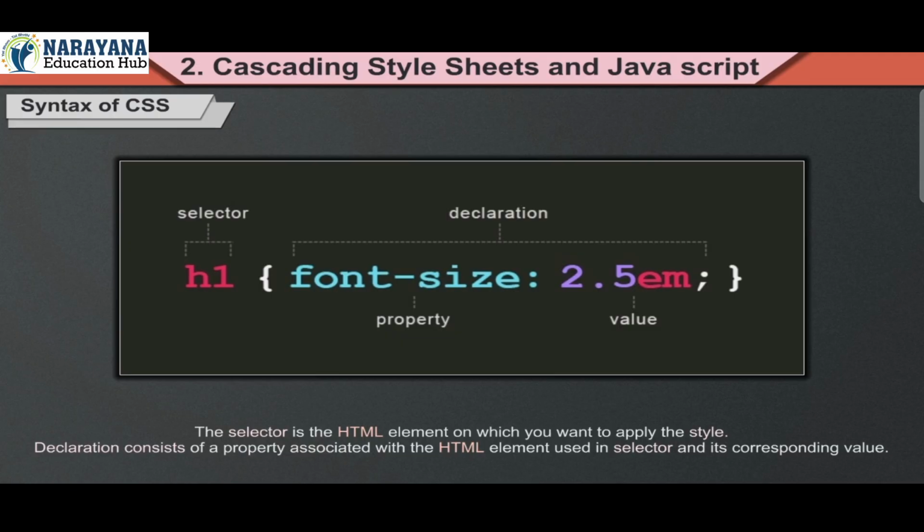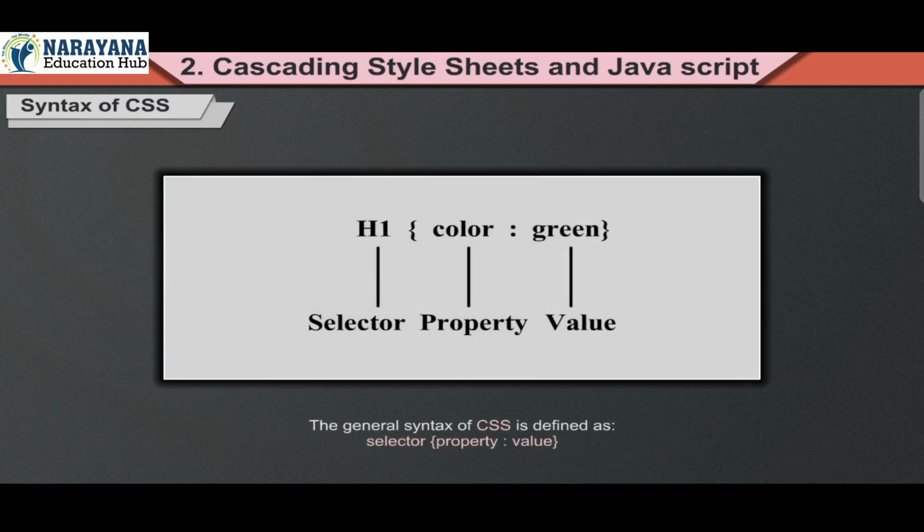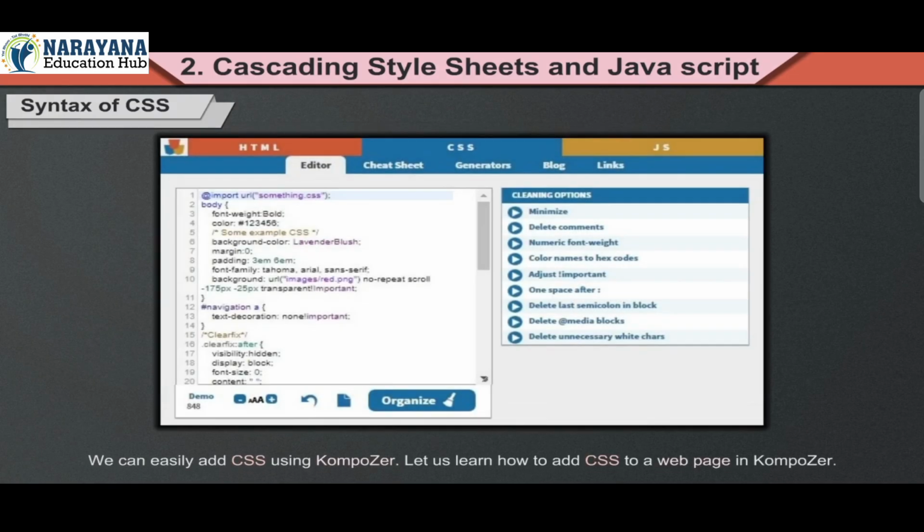A declaration consists of a property associated with the HTML element used in the selector and its corresponding value. The general syntax of CSS is defined as selector, that is property, value. This figure gives an example of one such syntax. We can easily add CSS using Composer. Let us learn how to add CSS to a web page in Composer.